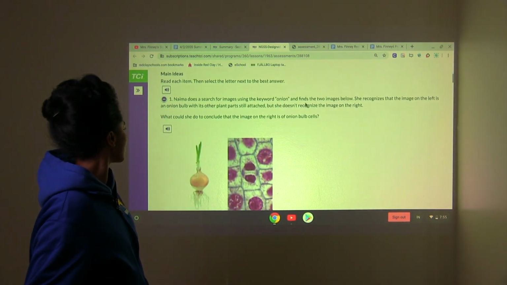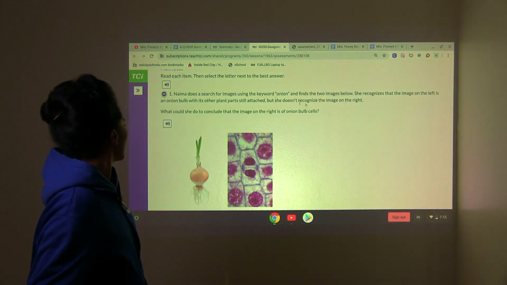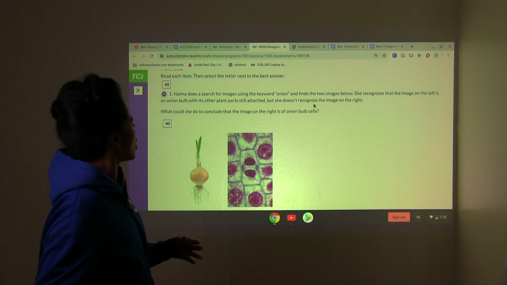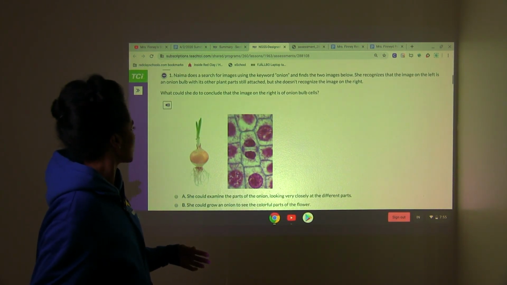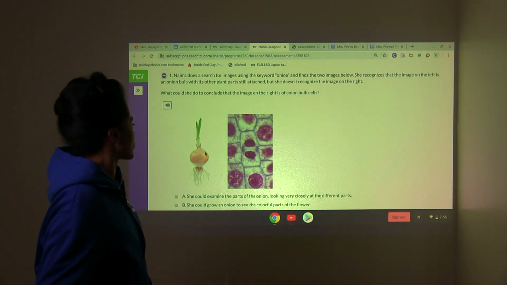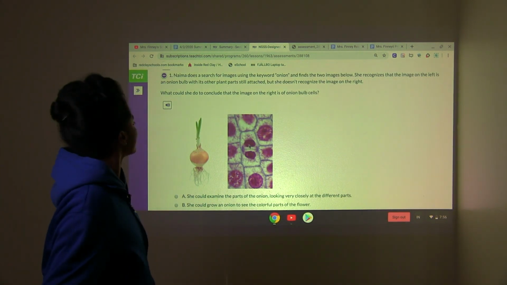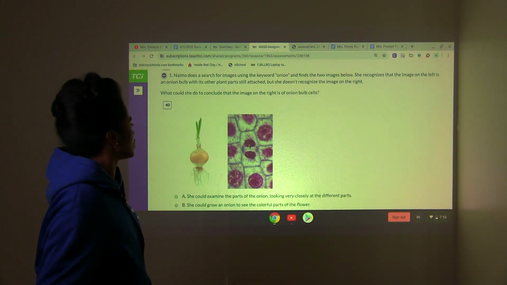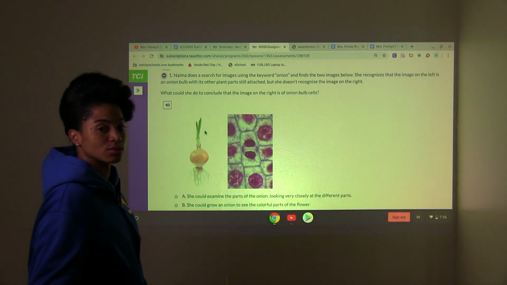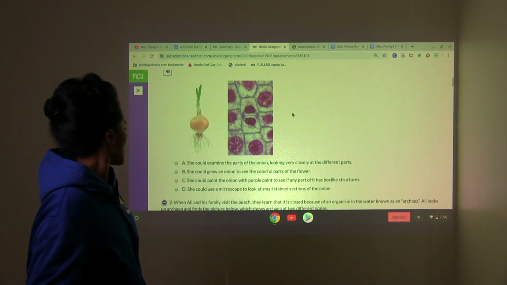Here we go. Let's start with this first scenario. And it says, Naima does a search for images using the keyword onion and finds the 2 images below. Take a look at these images. She recognizes that the image on the left is an onion bulb with its other plant parts still attached. But she doesn't recognize the image on the right. What could she do to conclude that the image on the right is of onion bulb cells? What could she do? Let's look at our 4 options and see what you pick.